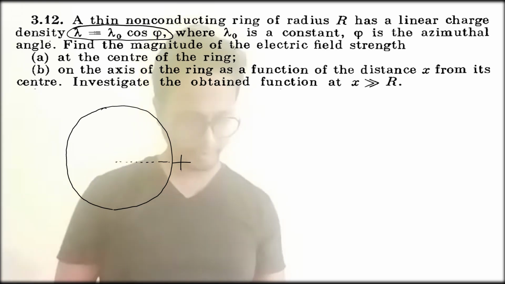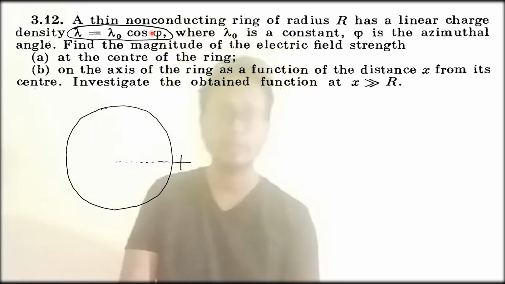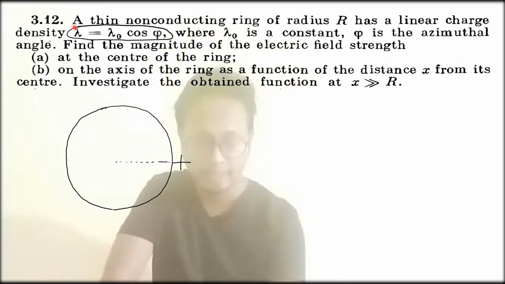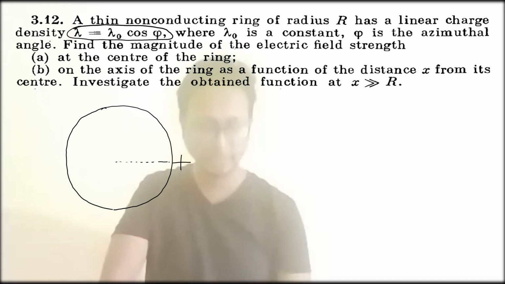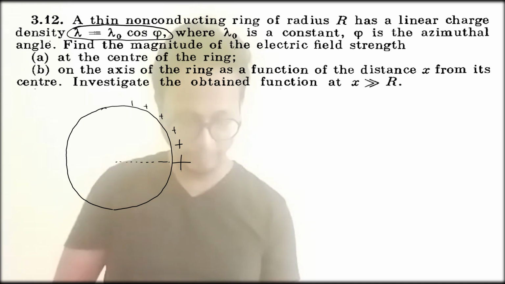Now as I increase the value of phi, what will happen? The value of cos phi decreases. So if the value of cos phi decreases, the value of lambda will also decrease. So out here, the magnitude of this charge is decreasing as we go up.